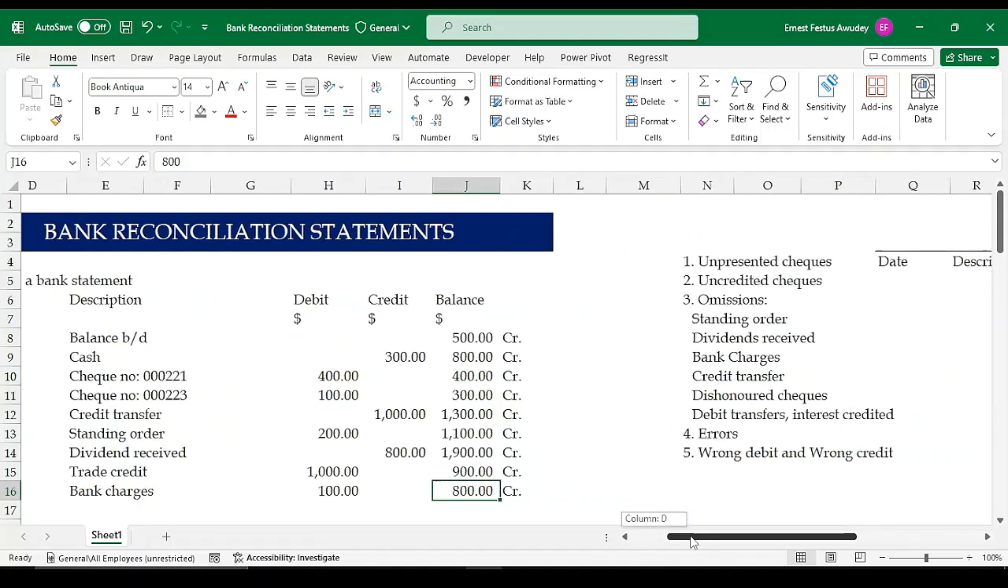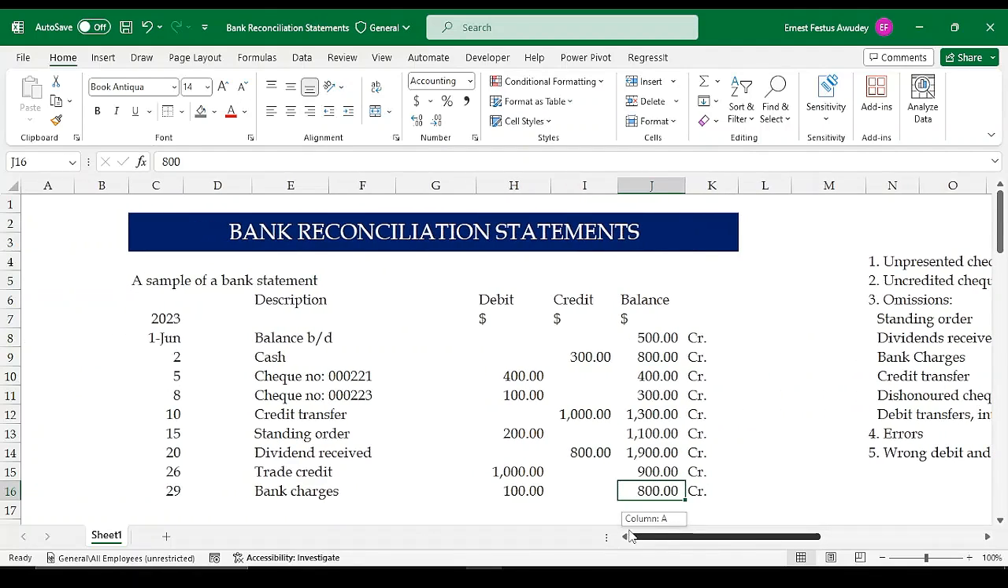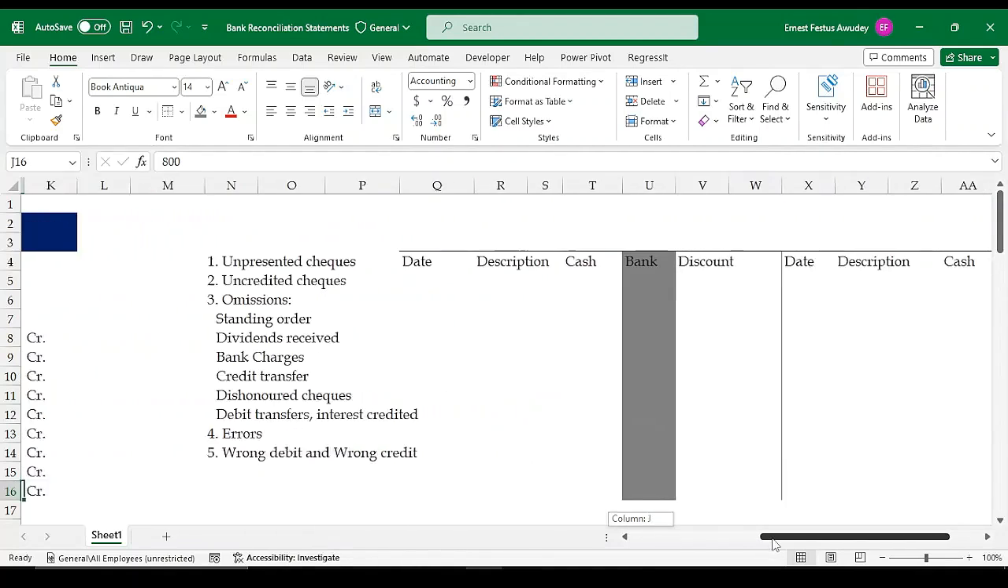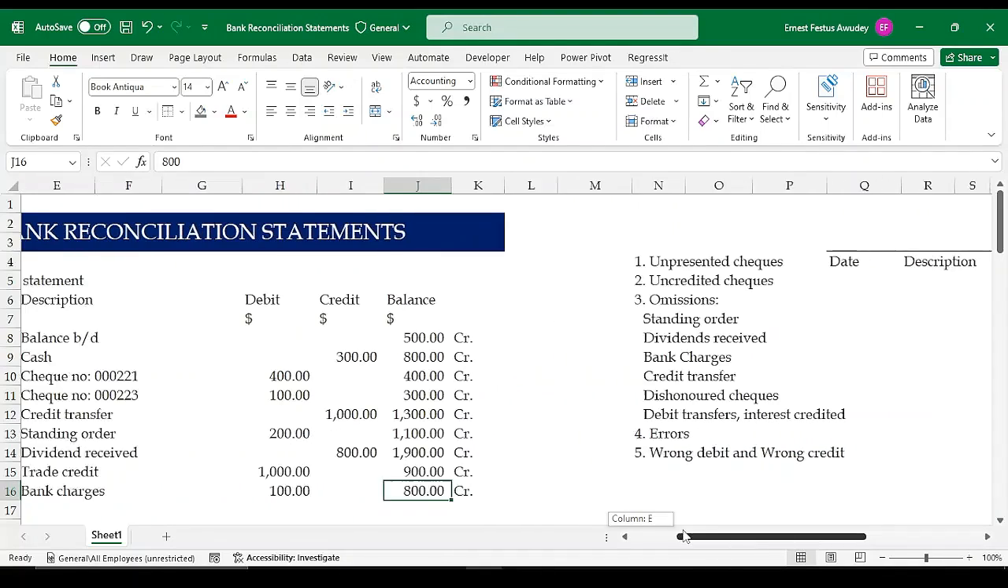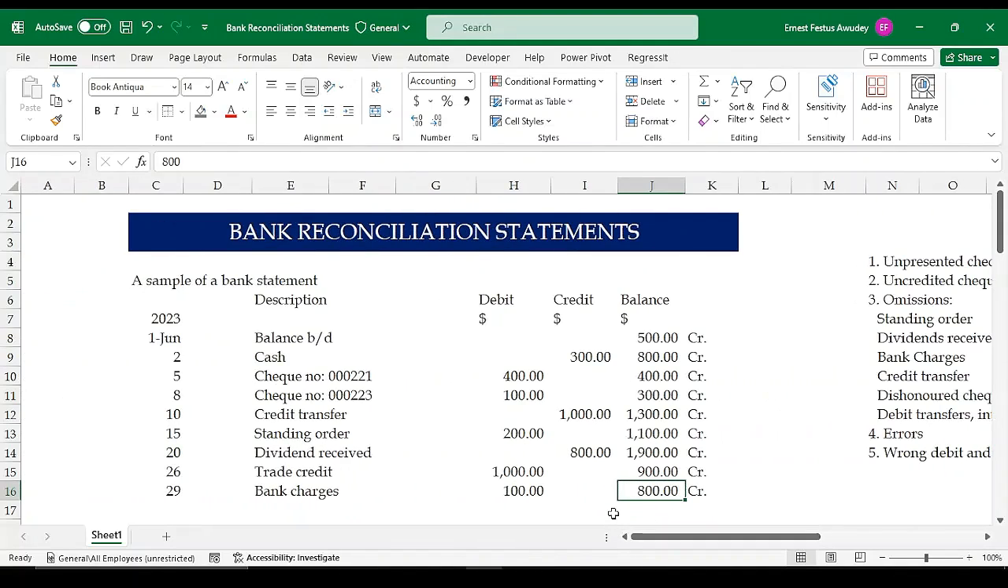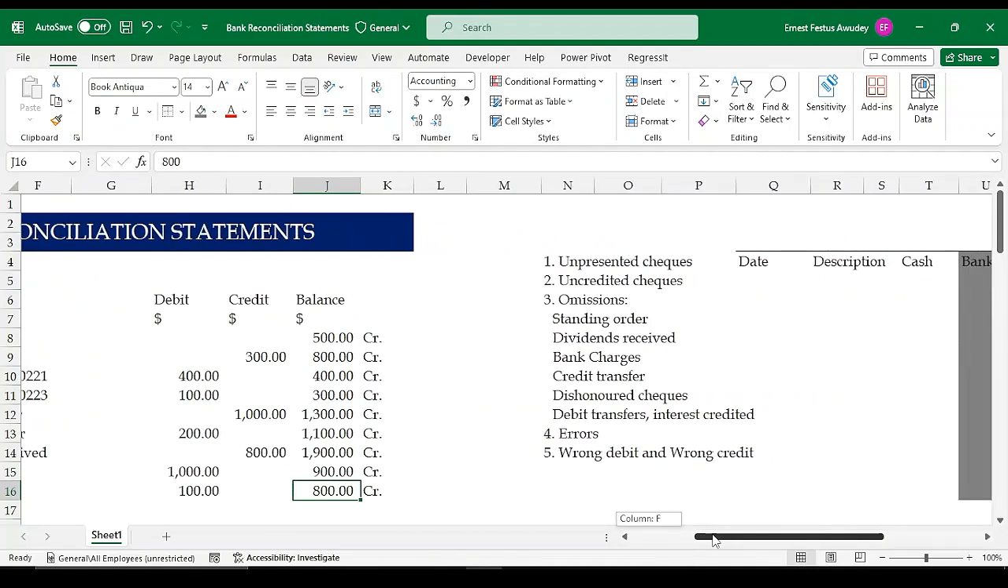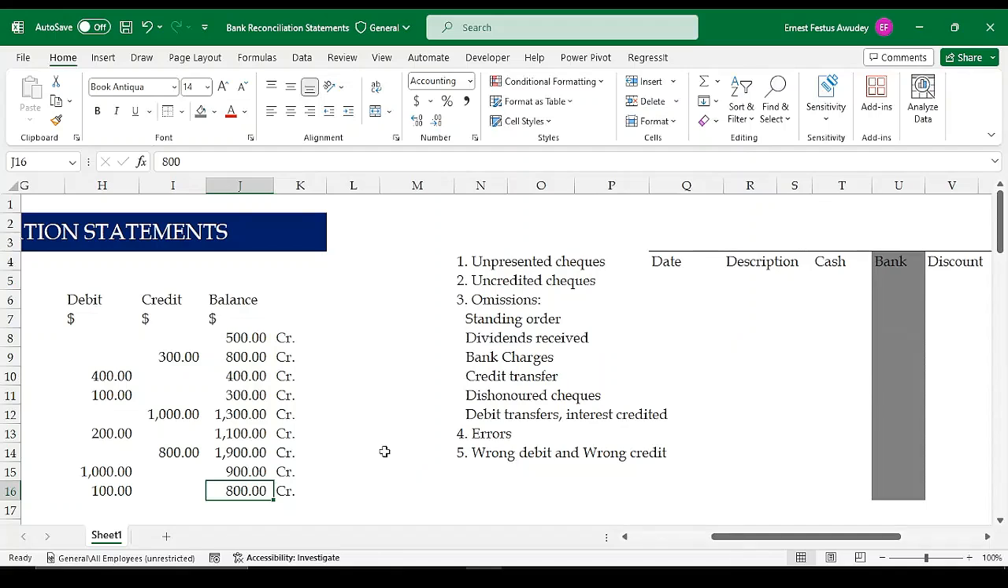So we have been talking about differences. What is causing these differences between the bank statement balance and the cash book balance? What are some of the reasons for the difference between the two balances? I've listed some of them here, the very important and common ones. So let's look at them and see what we have here.